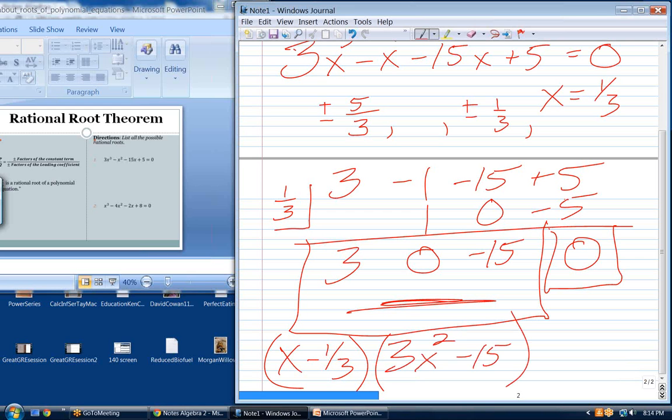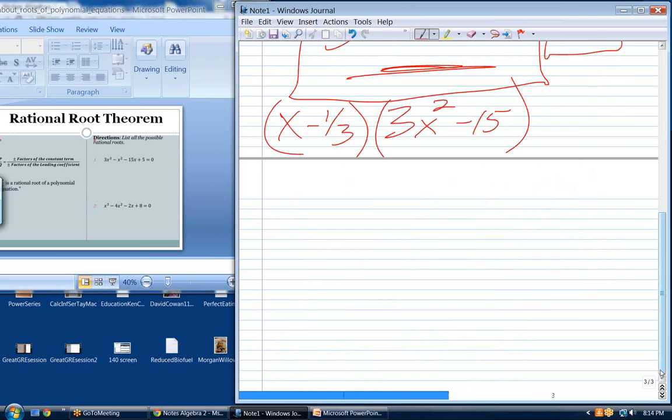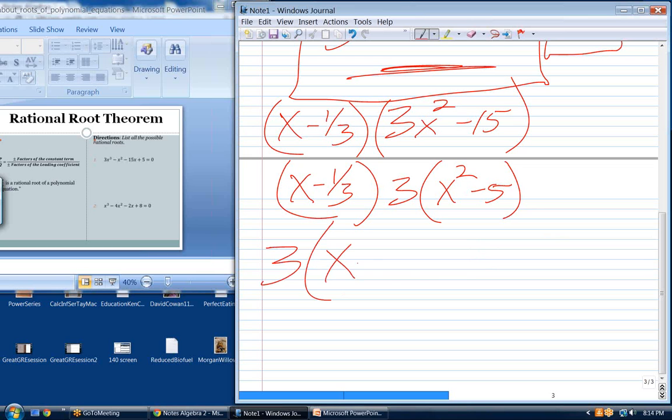And that actually factors more. In other words, I can take a 3 out of there, so I got x minus 1/3 times 3 times x squared minus 5. I can leave it like that, but x squared minus 5, I can apply the difference of squares to that, even though it's not perfect squares. I don't care if it's not perfect squares. That's x minus root 5 times x plus root 5.